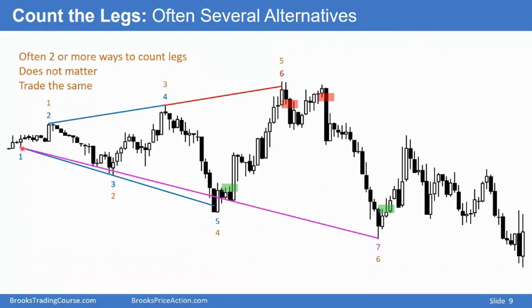Many different ways to label a pattern. Some traders will say the expanding triangle began here with this reversal up. Other computers will say it began with this reversal down. It could be the sixth leg in the triangle, or it could be the seventh leg in the triangle. Doesn't matter. You trade it the same. We have an expansion pattern and a reversal with a good signal bar and a micro double bottom. Traders will buy the reversal up.